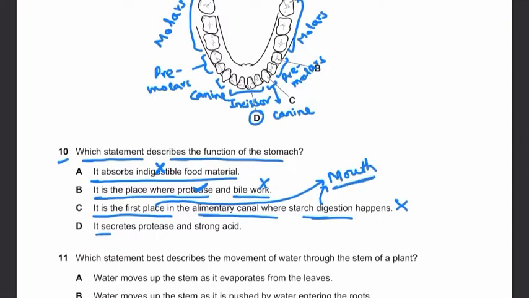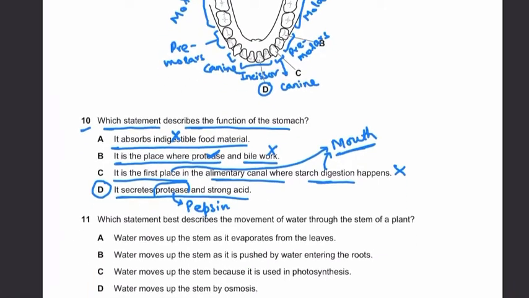It secretes protease and strong acid. Yes guys, this is the true statement. The stomach produces hydrochloric acid, and it secretes a protease called pepsin. Let's move on to MCQ number 11.